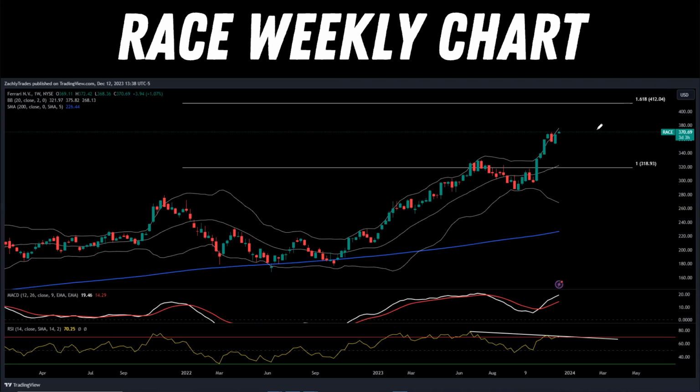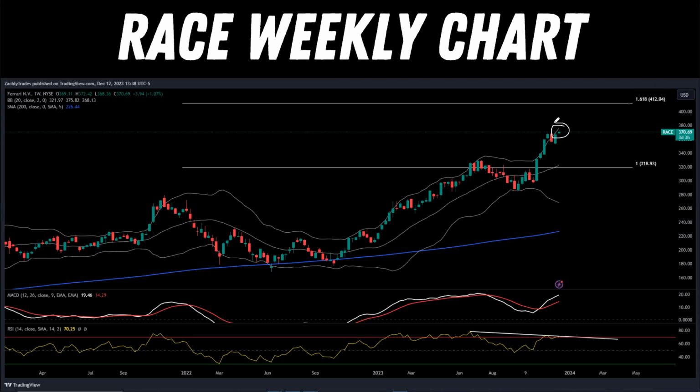Now remember, that's a weekly time frame, so it's not like it's going to happen next week or within a matter of days. That would take time for it to progress and develop. Now, it does seem like it would be due for a little bit of a pullback, just because we're so far up on the Bollinger Bands.